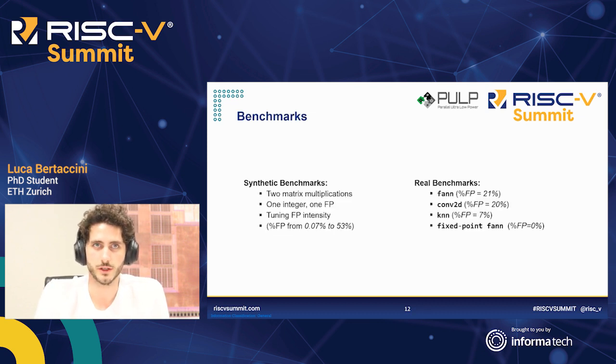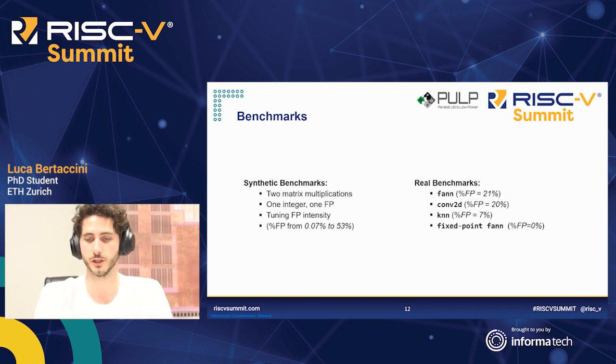To evaluate each system, we used different benchmarks, both synthetic and real benchmarks. The synthetic benchmarks are made by 2 matrix multiplications, one integer and one floating point. So changing the size of the integer and of the floating point matrices, we were able to tune the floating point intensity of the program. We ran benchmarks with percentage of floating point instructions from 0.07% to 53%.